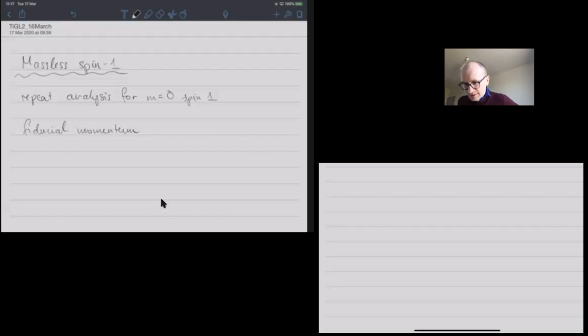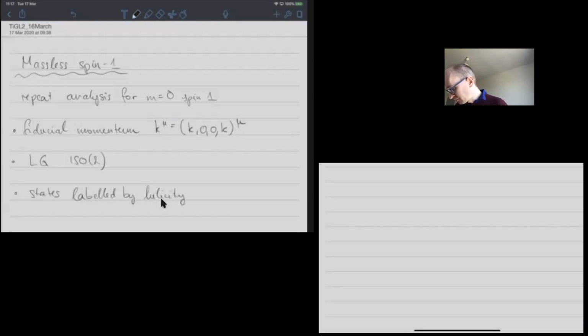Okay, so we have the fiducial momentum k^mu, which is equal to (k, 0, 0, k). Of course, we could also choose the letter E for k. But we have our little group ISO(2), and we are interested in states which are labeled by helicity. So in particular, we are going to be interested in helicity plus or minus 1. And we will also then, as Manos, for example, already preempted, be interested in the case of helicity plus or minus 2, but we'll get there when we get there.